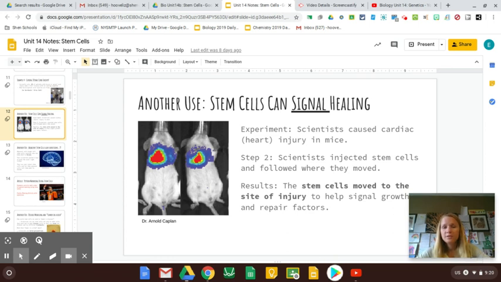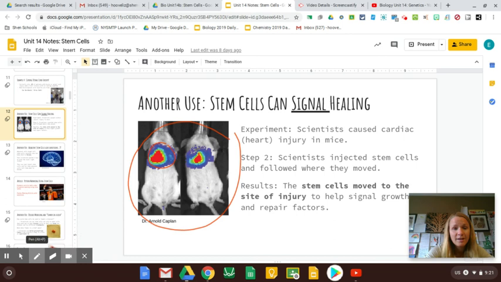Another thing we could use stem cells for is to signal healing. So besides stem cells being these little cells that can become anything, we also have done studies and found out that besides that, they also signal healing. Maybe because they can become anything, they're like these little healers that go to the site of an injury and try to become what is needed.